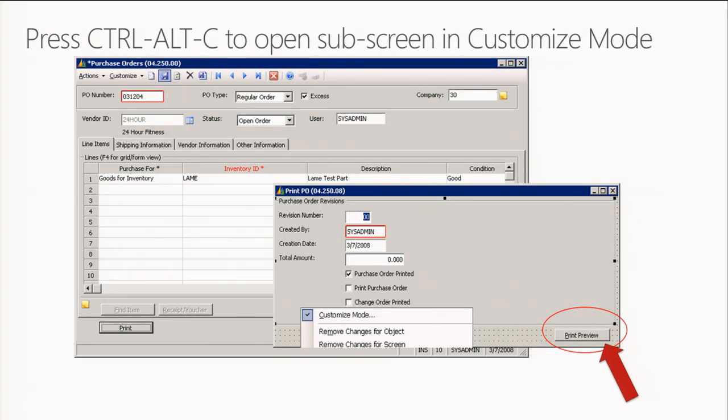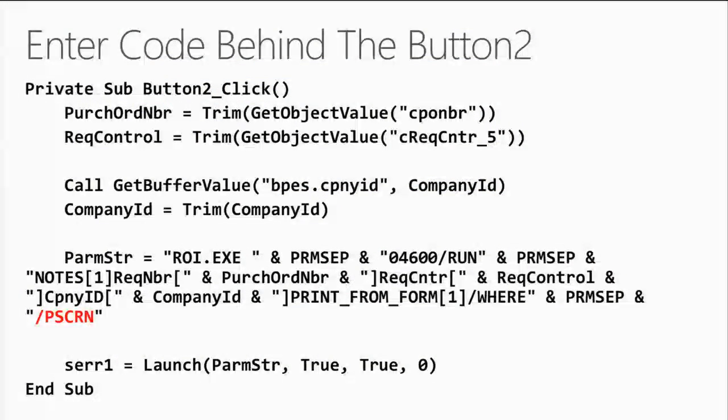So I just called mine Button 2 because I'm not very original. I put a button on there, put the label on the button, Print Preview, and called it Button 2. Then when you click on the button in customization mode, it'll take you into the code editor. In the code editor, it'll tell you that you're editing Button 2. That comes automatic with the product.